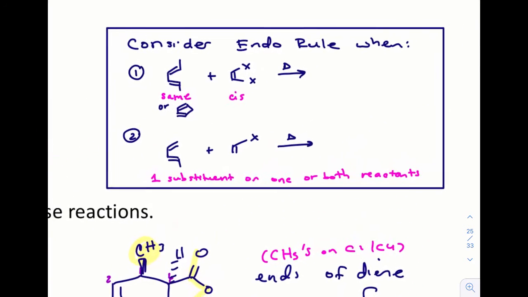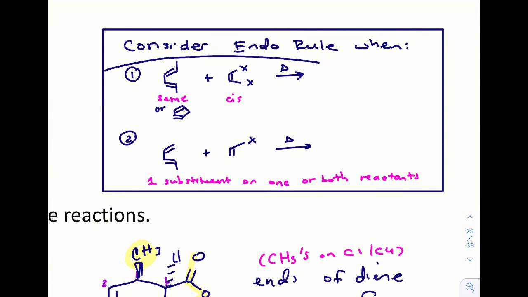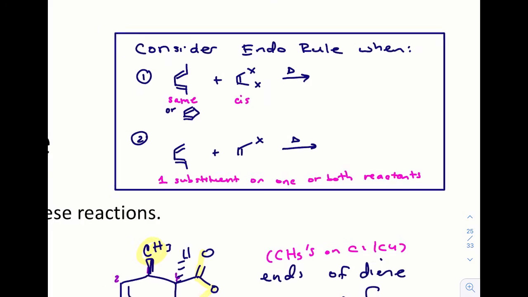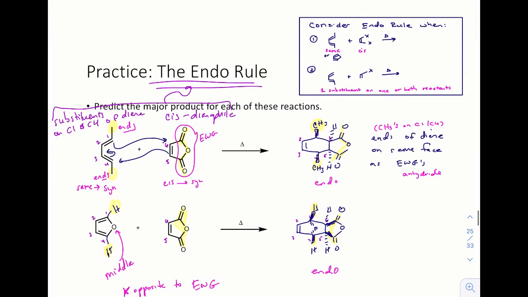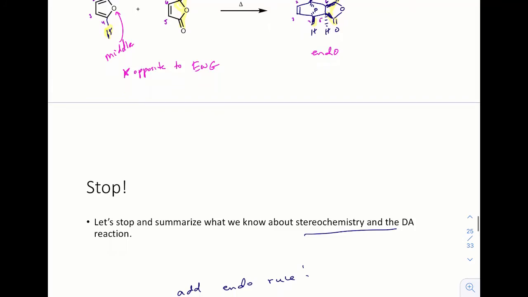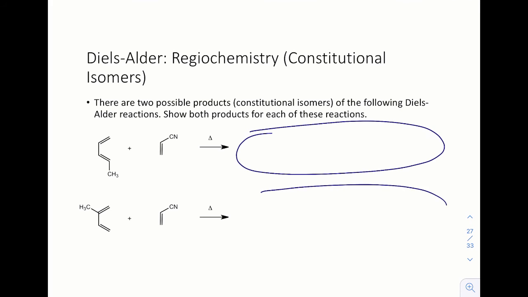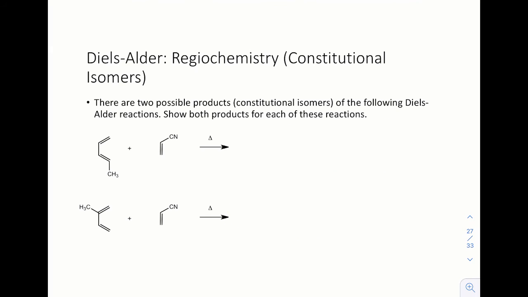There are two contexts in which we should consider the endo rule. We just looked at one of them. Now we're going to look at the second one, where there's one substituent on one or both of the reactants. And unfortunately, it's not just the endo rule, stereochemistry, that we'll have to worry about in that case. We will also be concerned with regiochemistry. With that dire warning, there are two possible constitutional isomers of the product for each of these Diels-Alder reactions. Please draw both constitutional isomers that are possible.